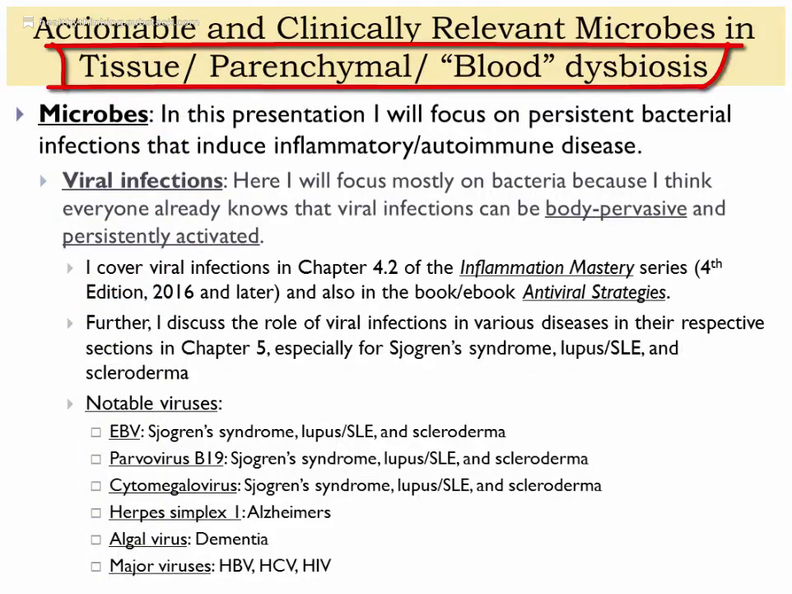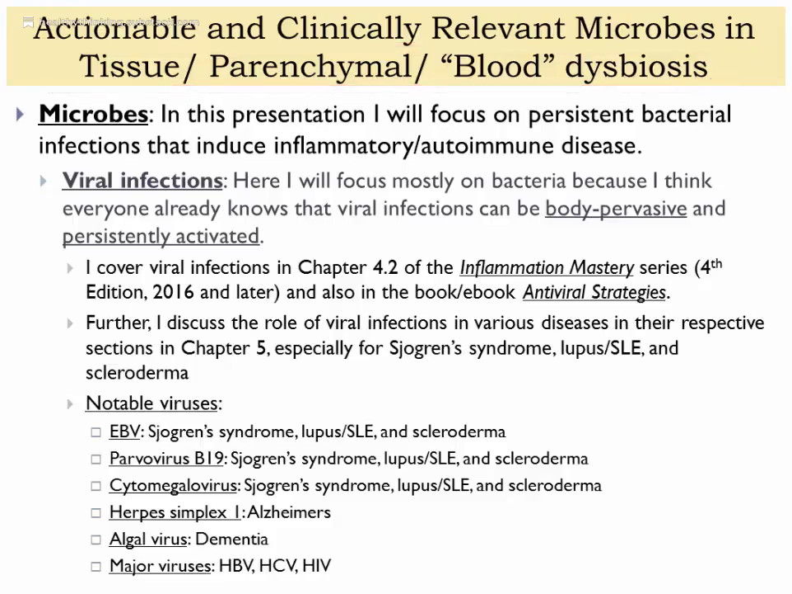So, of course, what I want to focus on here are the areas that are most actionable and most clinically relevant. So we're going to look at specific microbes as relevant to this topic of tissue, parenchymal, or blood dysbiosis. Again, what I'm trying to avoid is too much theory, because I think a lot of articles and a lot of blogs, for example, a lot of information you can read on the internet has theory, but it doesn't have specificity, and it certainly doesn't have peer-reviewed application.